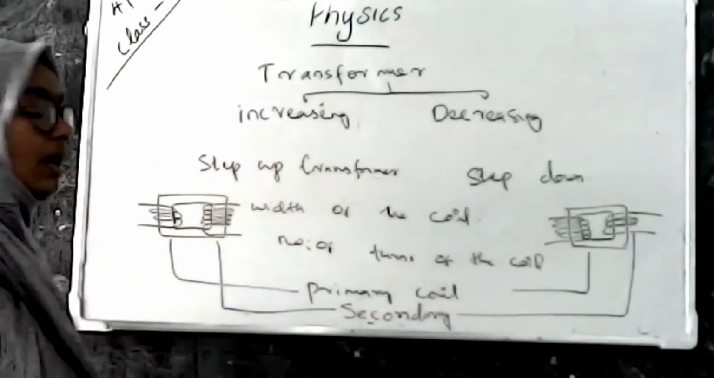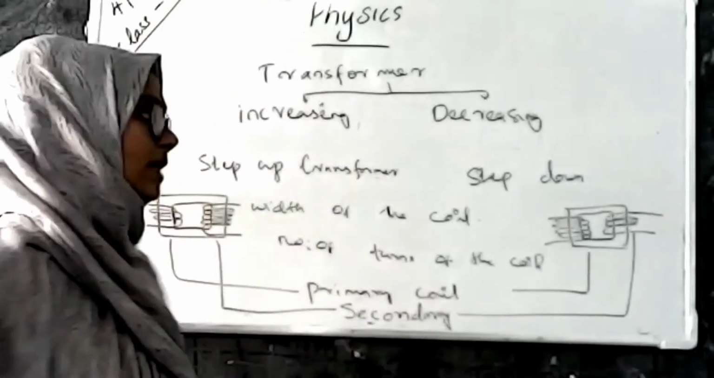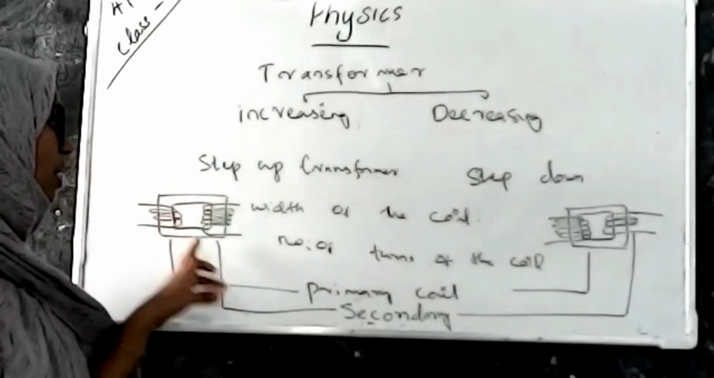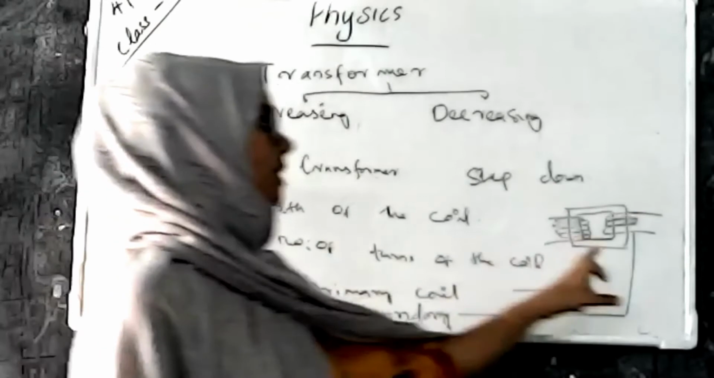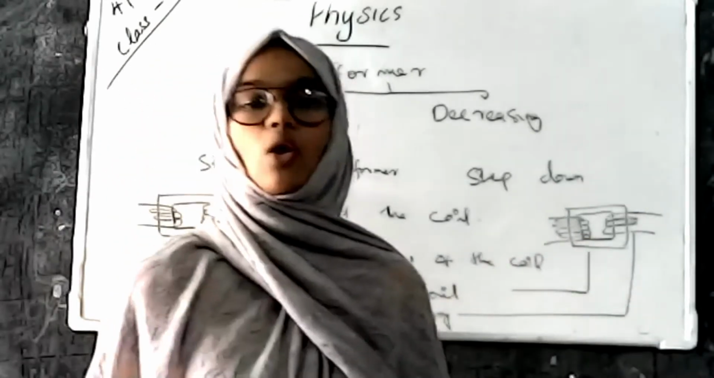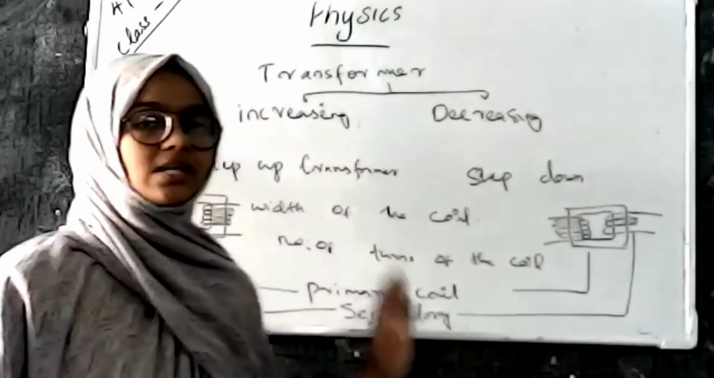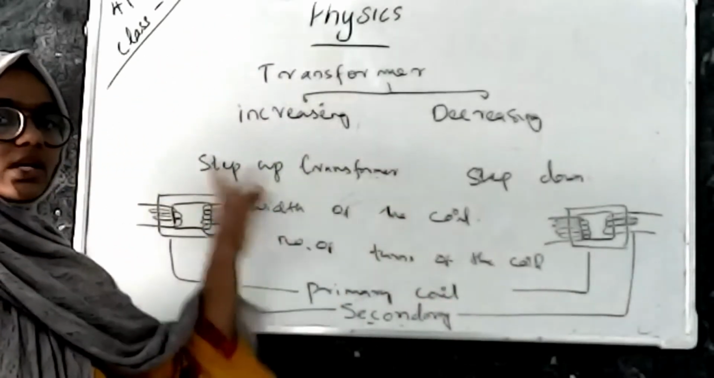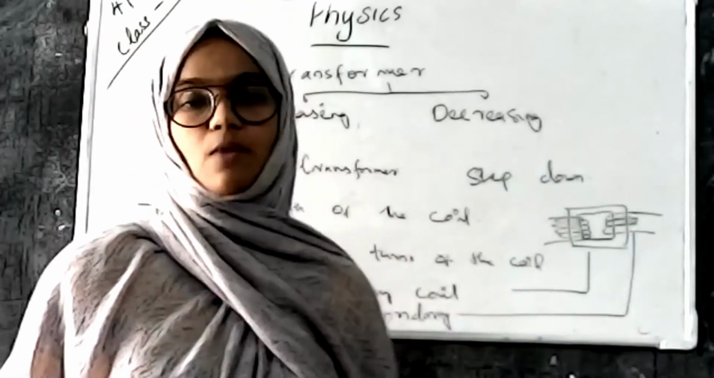But consider the secondary coils in the step-up transformer and the step-down transformer. In a step-up transformer, the number of turns is larger, but in a step-down transformer, the number of turns is lower. And the number of turns is based on their function. The function is to increase or to decrease the AC voltage.